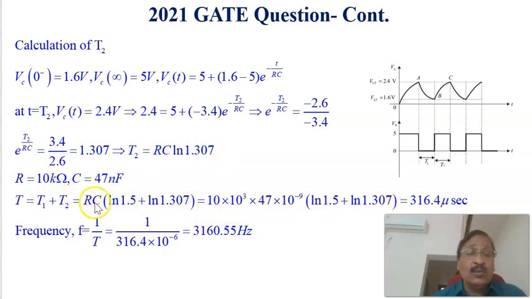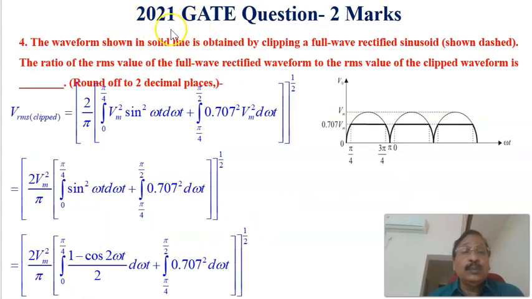Substituting the value of RC, we get the total time period equal to 316.4 microseconds, and the frequency of oscillation is 1 by T, which is 1 by 316.4 into 10 raised to minus 6, equal to 3160.55 hertz. Therefore, the frequency of oscillation of this Schmitt trigger output voltage is 3160.55 hertz.